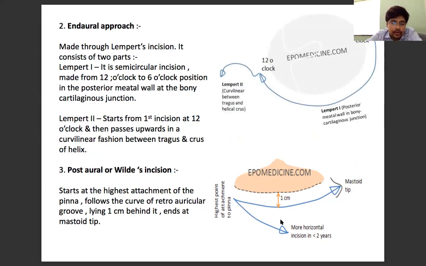Postaural, as I have told you, is behind the pinna. Postaural, 1 centimeter behind. If you consider this is the pinna, this is the postauricular sulcus. 1 centimeter behind that sulcus is the postaural incision, till the mastoid tip. In children less than 2 years old, the incision goes more horizontally, as you can see shown here.